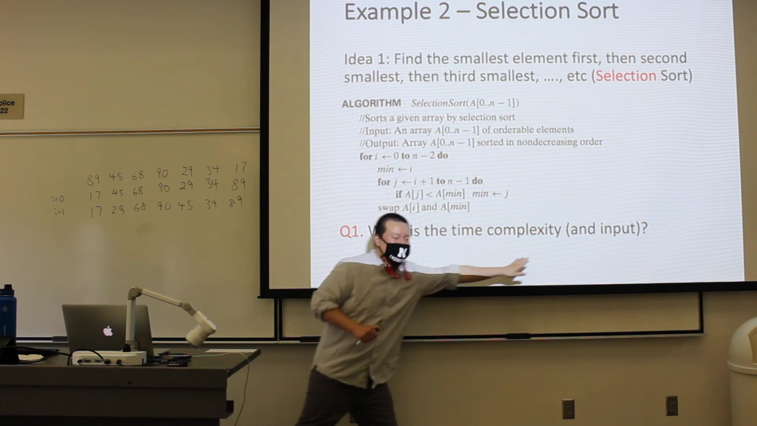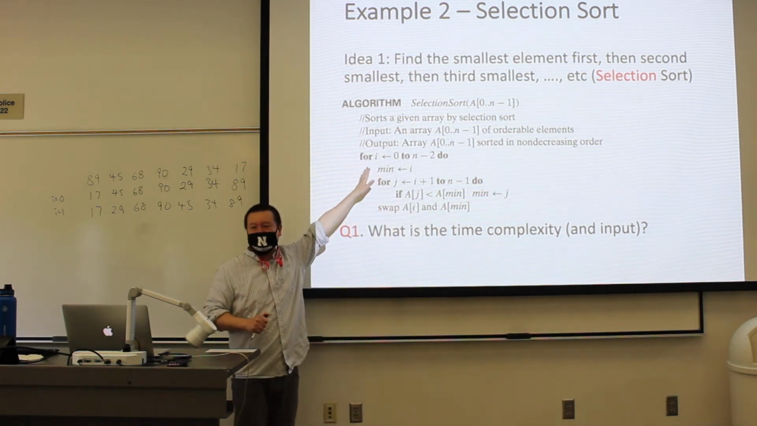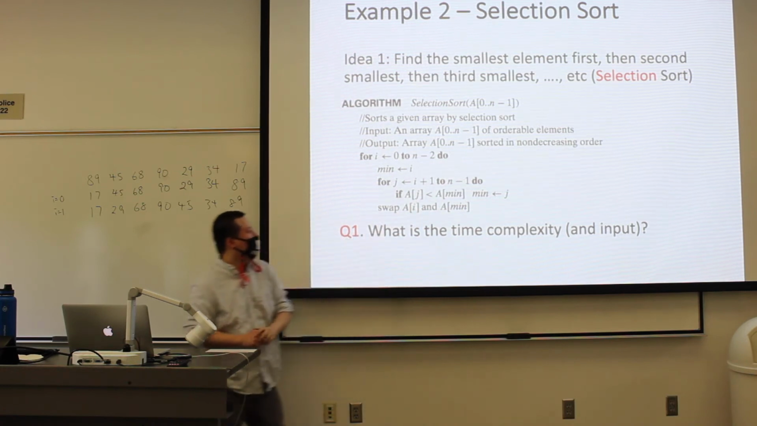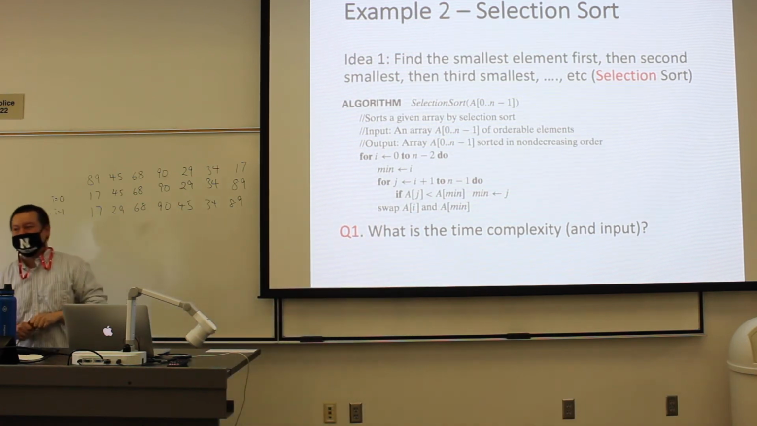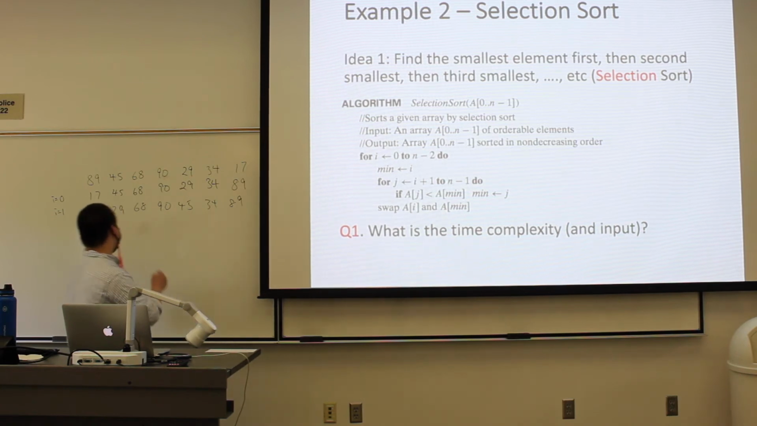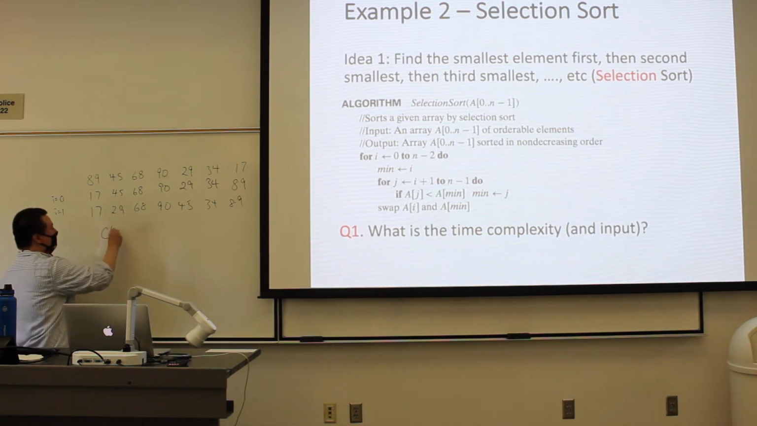We already know the input size anyway, it's order n, the number of elements of the array. So this is the number of comparisons. How many times are we doing the comparison? We just set up a function.